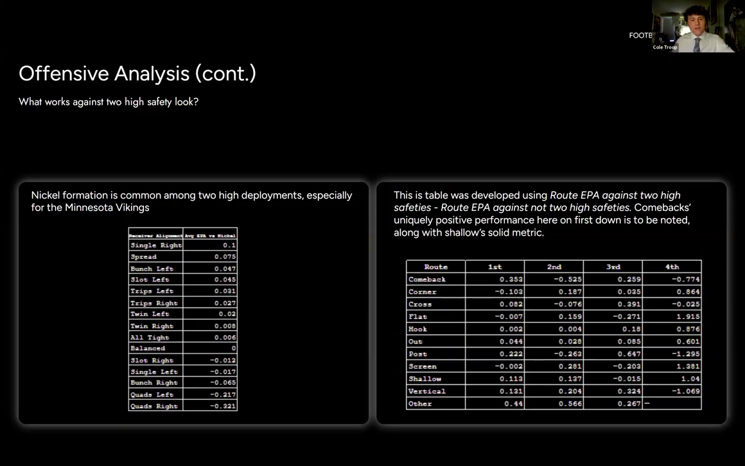And all the way up in the top 6 here, we see single right, spread, bunch left, slot left, trips left, and trips right.